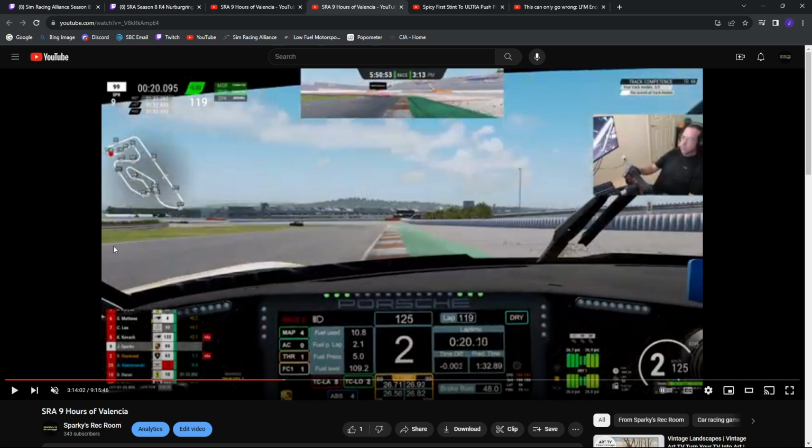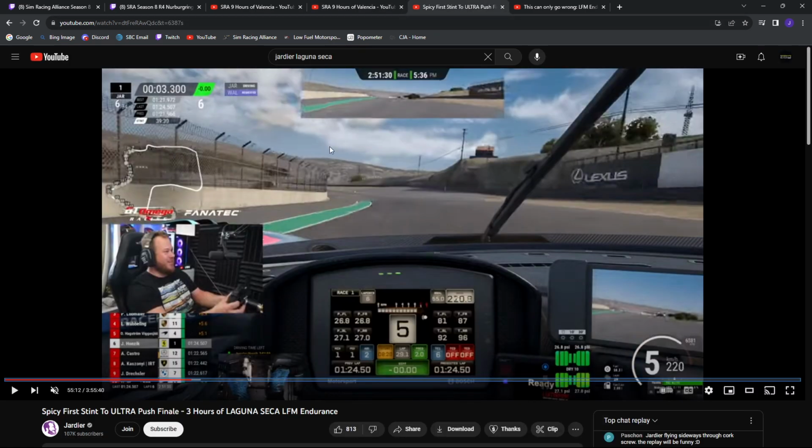Now let's see. One other thing I want to show you. I want to show you examples of the style that I am telling you about, taken to their most extreme example, and that's where we get to Laguna Seca. And Robert, this was what I was giving you a heads up on. So a couple of weeks ago, this is one of the, I think, Sunday. Jardier. I've got Jardier and I've got Niels.